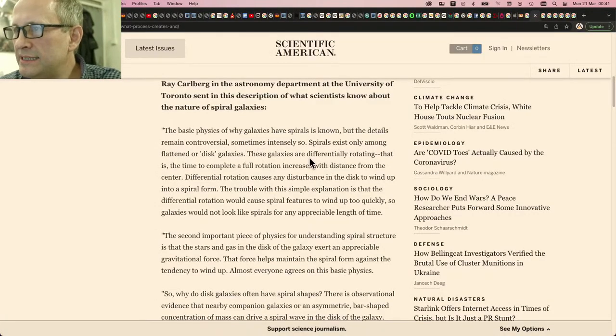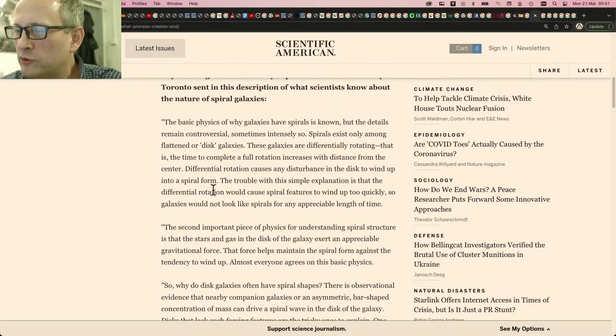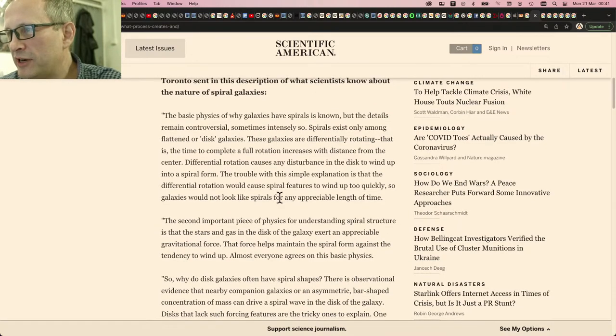These galaxies are differentially rotating. That is, the time to complete a full rotation increases with the distance from the center. Differential rotation causes any disturbance in the disk to wind up into a spiral form. The trouble with this simple explanation is that the differential rotation would cause spiral features to wind up too quickly, so galaxies would not look like spirals for any appreciable length of time.